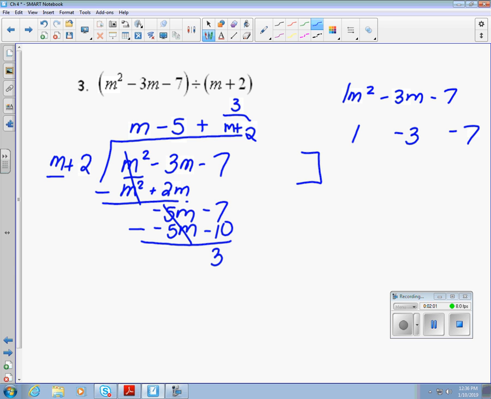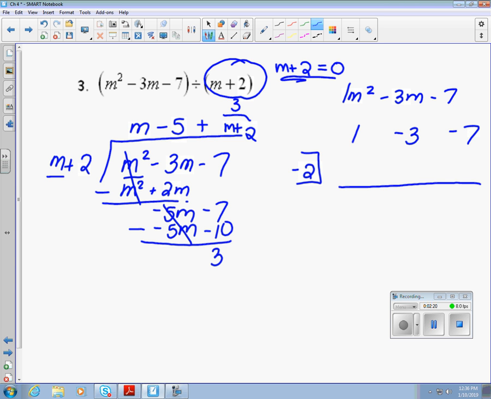Then next, we're going to divide that by our magic number. The magic number comes from this part. We say, okay, if m plus 2 equals 0, what number am I really dividing by? Well, I'm really dividing by negative 2, because that's going to solve this equation. I'm going to subtract 2 from both sides.